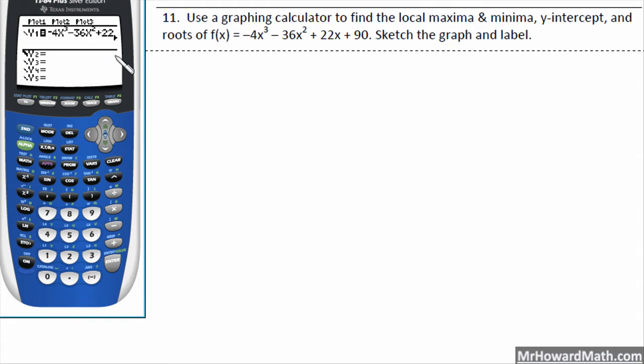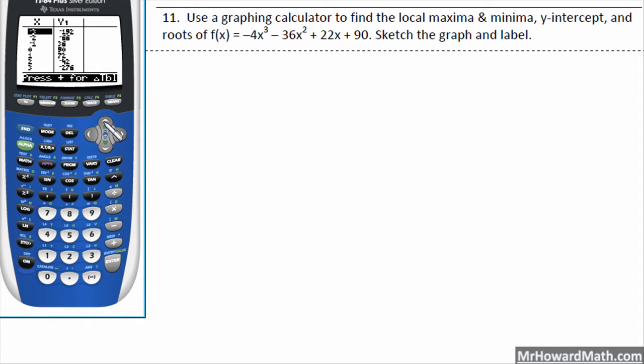So I've gone ahead and put this into my calculator here, negative 4x cubed minus 36x squared plus 22x plus 90. I'm going to do a zoom 6 to begin with, and I can get a rough idea of what the graph looks like. I can tell I have a min or max in this zone right here and a min or max right here. So I can set my window up by going into the table and looking for the x values in this general area and in this general area, and then read the y's there, and that will give me the min and max I need to set for my y min and y max.